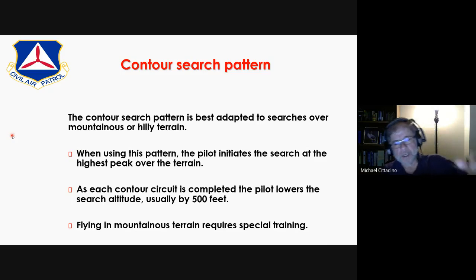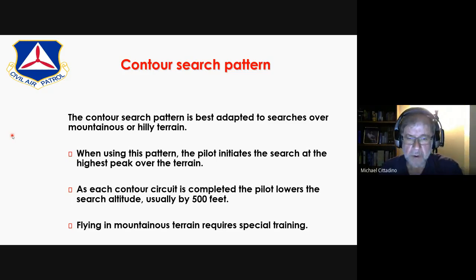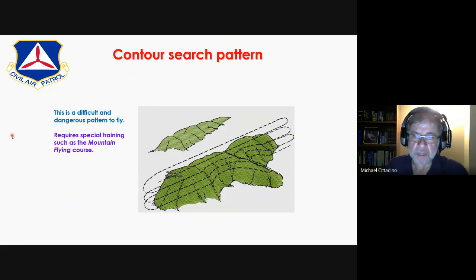So basically, you start at the top, you fly the perimeter, you descend 500 feet, you fly around that perimeter. This is basically something that requires special training because you're flying a half mile scanning range around something that's got continuously changing terrain, and you're trying to hug that. So that does require special training. And here's basically what that looks like.